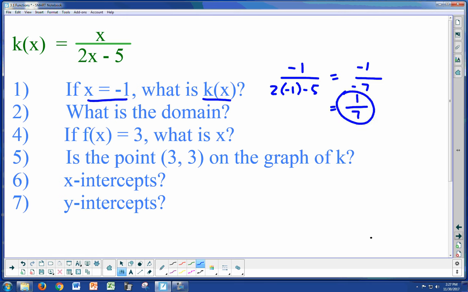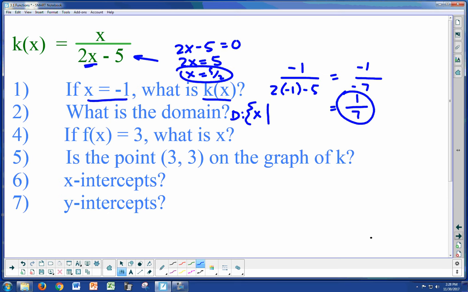The domain, so here we would want to write the domain. The number that would be the culprit in the denominator, if you set that equal to 0, you'd get 2x is equal to 5. And we know that x, this is the number that x cannot be, so 5 halves. That's the culprit, because if you put a 5 over 2 in there, you're going to get a 0 in the denominator. So x is not equal to 5 over 2. That would be our domain restriction.